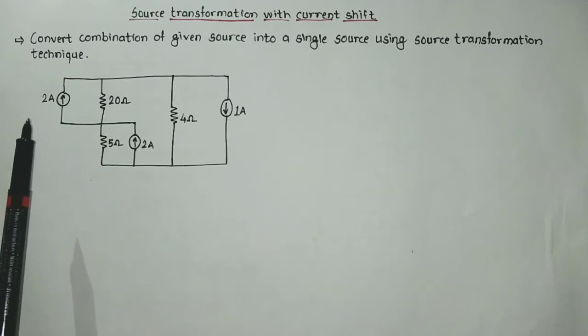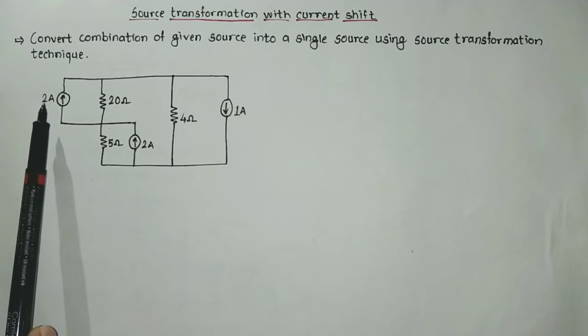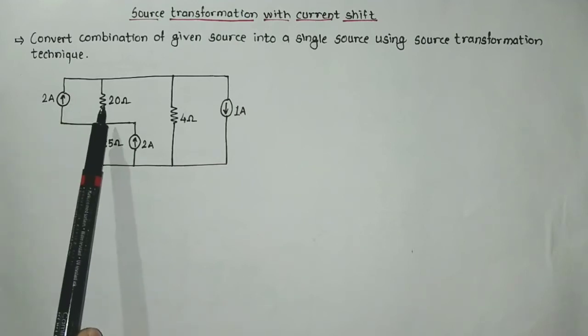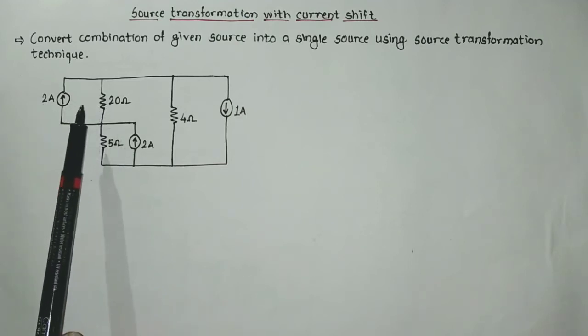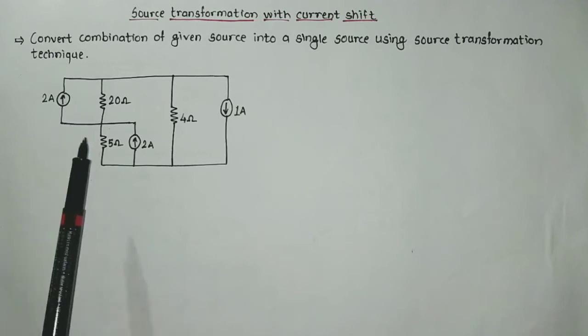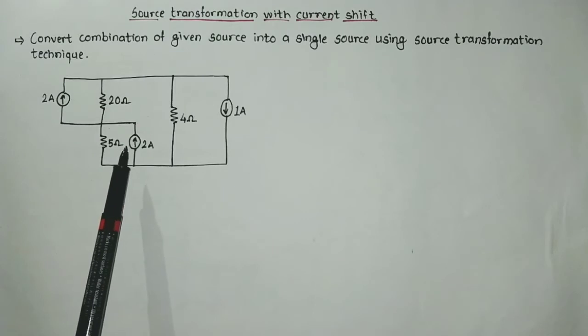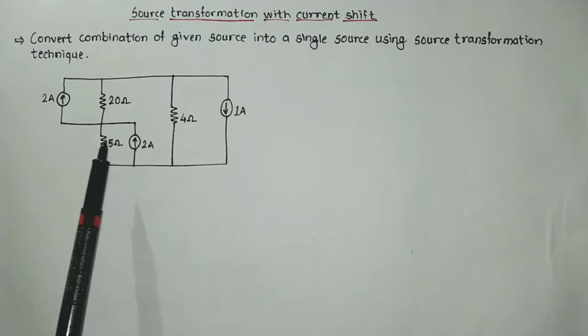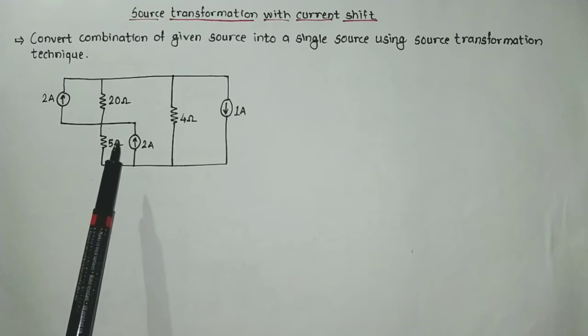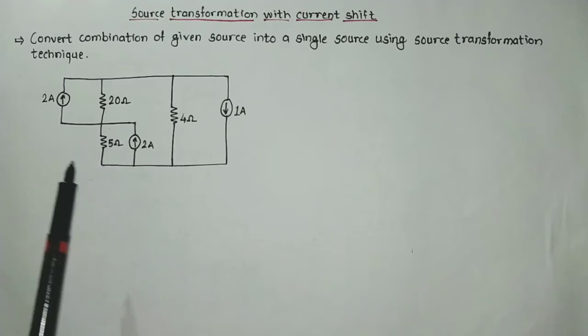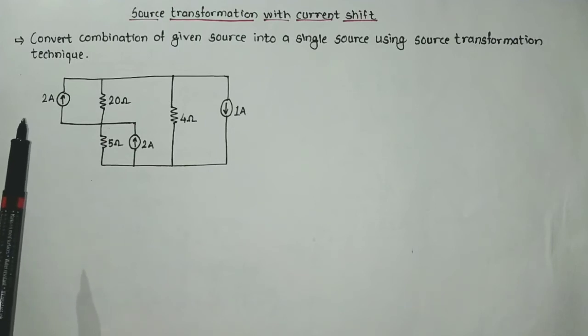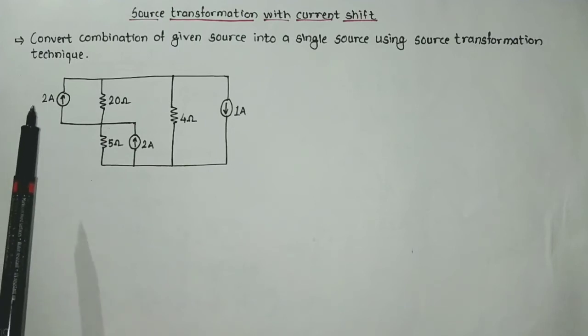The first technique that we can use is to convert this current source and a parallel resistance into a voltage source and a series resistance. Similarly, this 5 ohm resistance and 2 ampere current source can be converted into a combination of a voltage source and a series resistance. But we will use another technique here, and it is the current shift method.